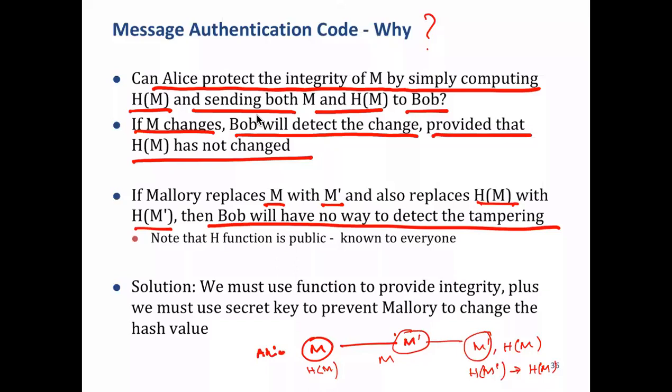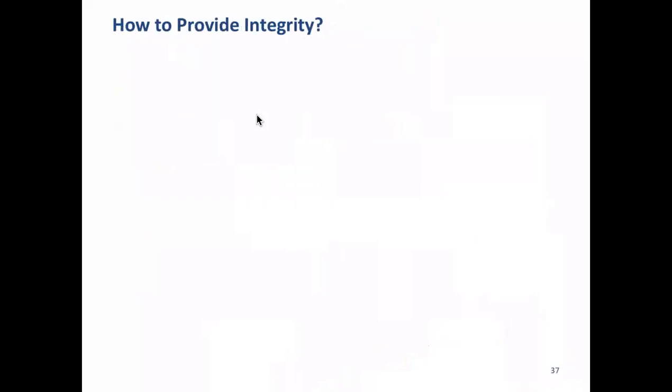Now if Mallory also changes this digest to H of M dash, what Bob receives is not H of M but H of M dash. So M dash and H of M dash, then Bob has no way to detect it, because when Bob calculates H of M dash and compares with the tag received, both match. So there is no way if Mallory in between changes both the message and also the tag, or digest.